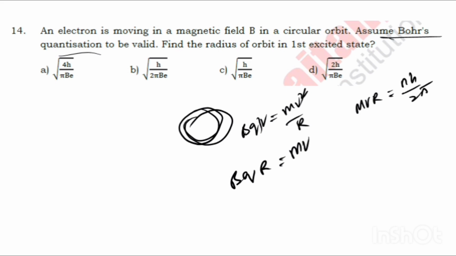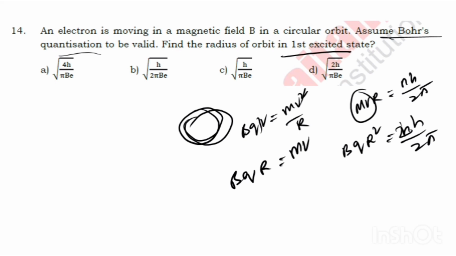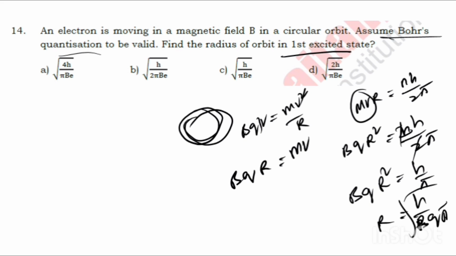So mv is equal to BQR, so here r square is equal to nh by 2 pi. Here the given second condition, the first excitation, means n is equal to 2, right? So BQR square is equal to h by pi. So R is equal to the square root of h by BQ pi. So this is the answer.